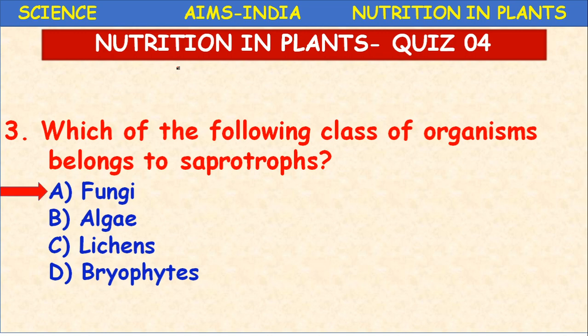Fungi. Okay. So why are they called saprotrophs? Because they decay and decompose the dead organisms and absorb the nutrients. So such organisms are called saprotrophs. Algae is autotroph. Lichens, it is symbionts. Bryophytes, again autotroph. Okay.